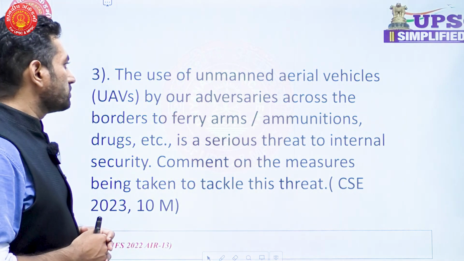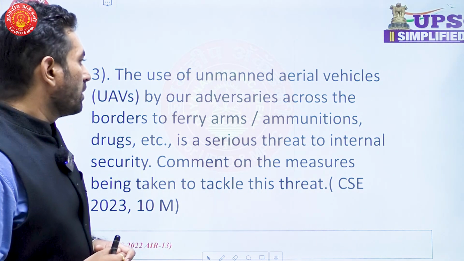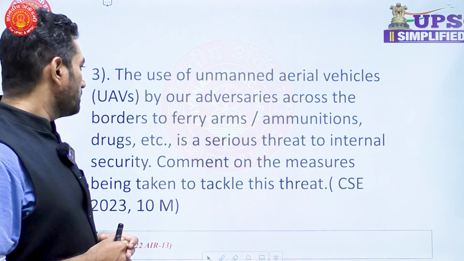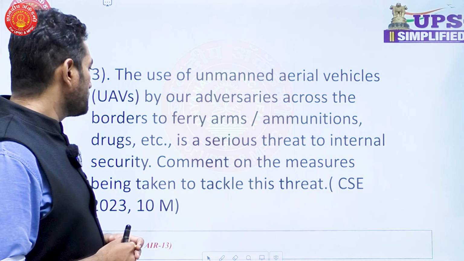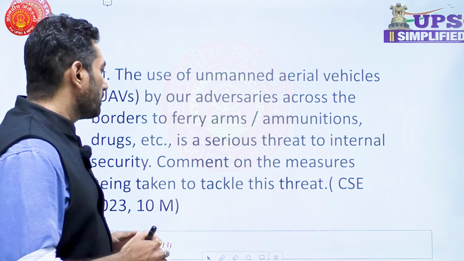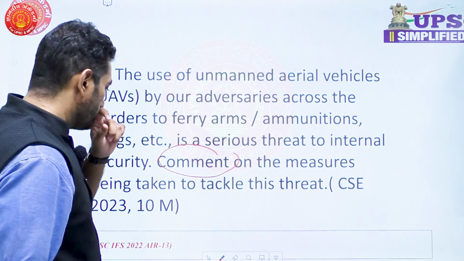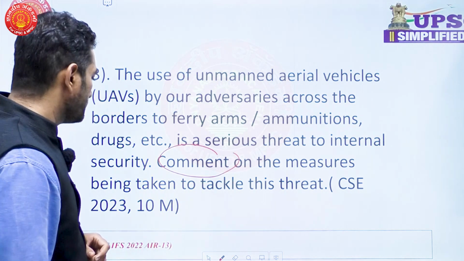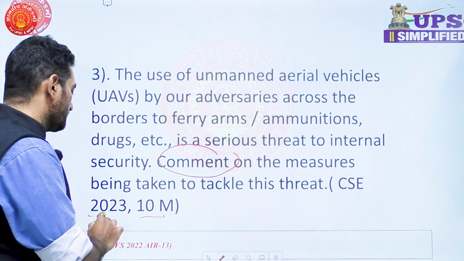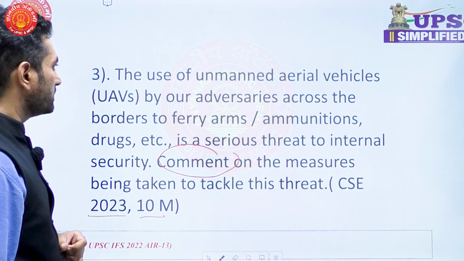So the question is: the use of unmanned aerial vehicles or UAVs by our adversaries across the borders to ferry arms, ammunition, drugs, etc. is a serious threat to internal security. Comment on the measures being taken to tackle this threat. This was a 10 marker question in the recently concluded 2023 mains examination of UPSC CSE.